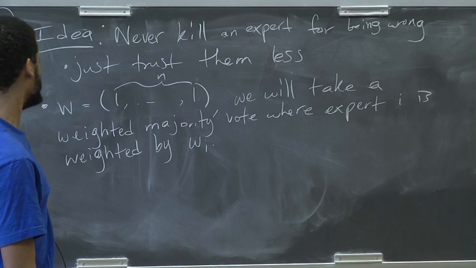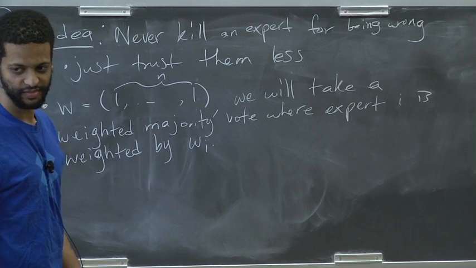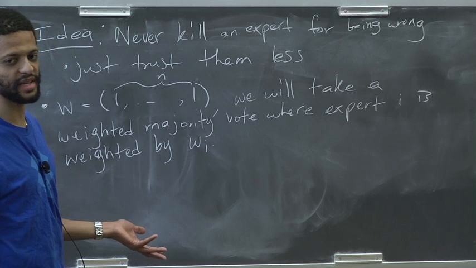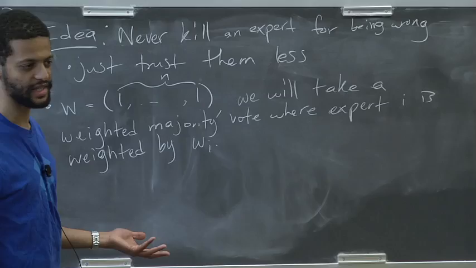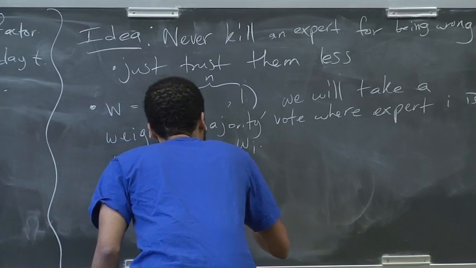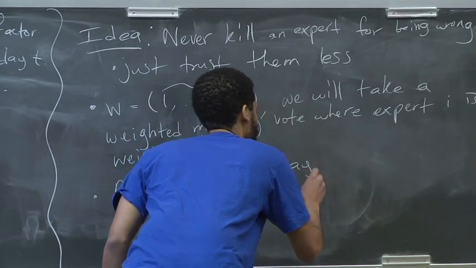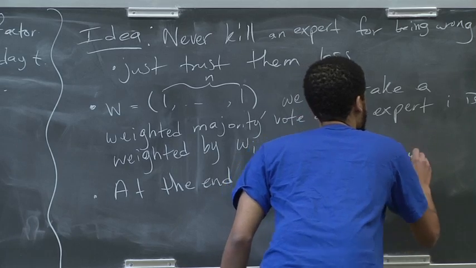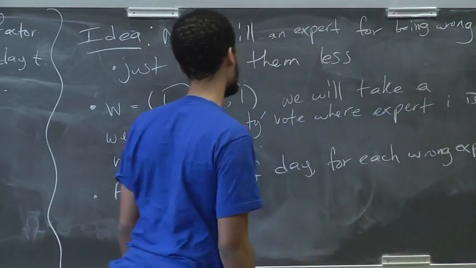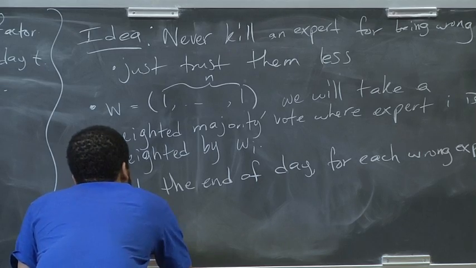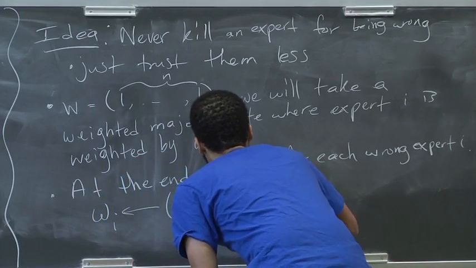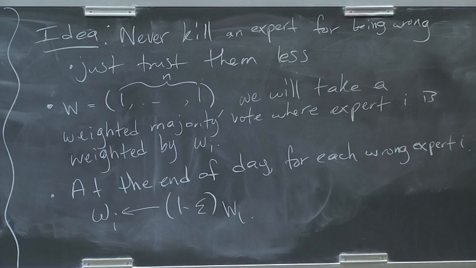Okay, great. So we can still be wrong. Now what are we going to do when we're wrong? There are some experts here who we trust less now because they made a mistake, and we're going to decrease their weights. At the end of the day, for each wrong expert i, we're going to set w_i to be (1 minus epsilon) times w_i.